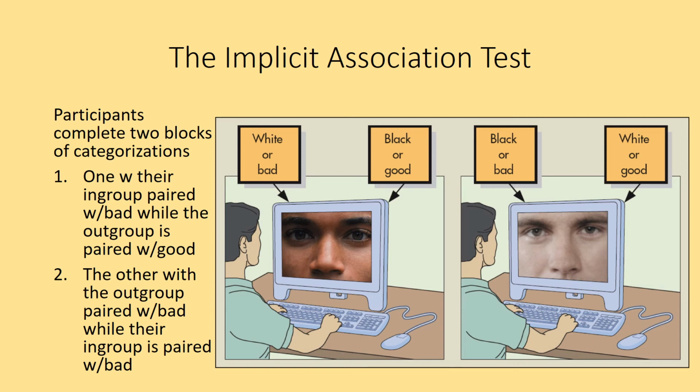And how this test is administered is there are two separate blocks of categorizations that people do. They see a photo or a word. For example, the IAT that measures racial bias: you'll see photos of white men or black men along with bad and good words. You have to categorize them one at a time. And in one block, you're having to categorize white photos and bad words using the left key. Often it's the E key.